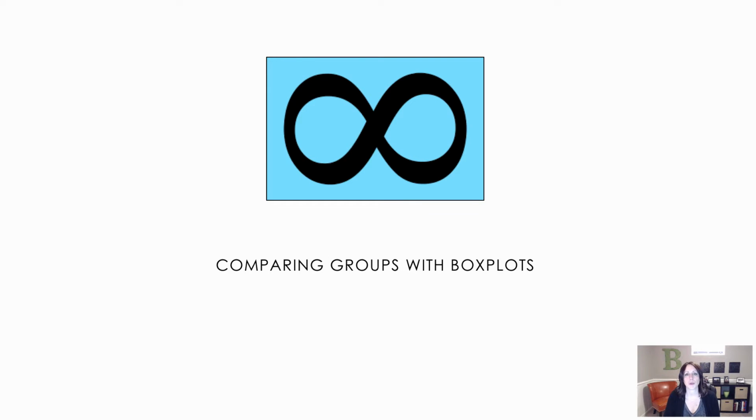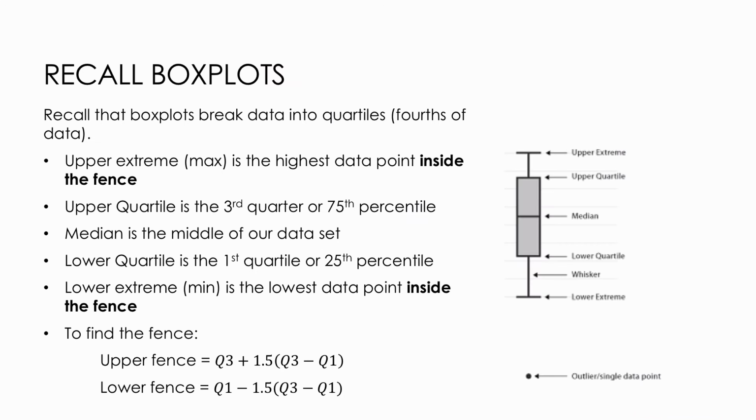We can also choose to compare groups with boxplots. So before we actually compare two groups with boxplots, let's just remember all of the parts of a boxplot that we learned last week. Remember that a boxplot is based on a 5-number summary, which essentially means that we're breaking our data into 4 parts.